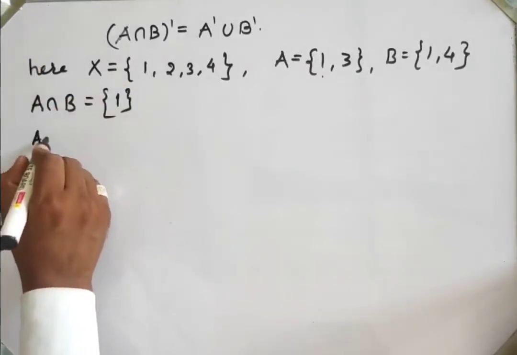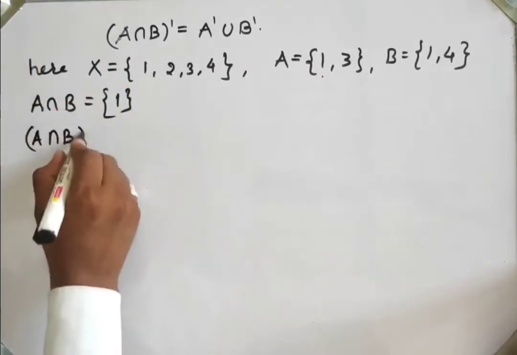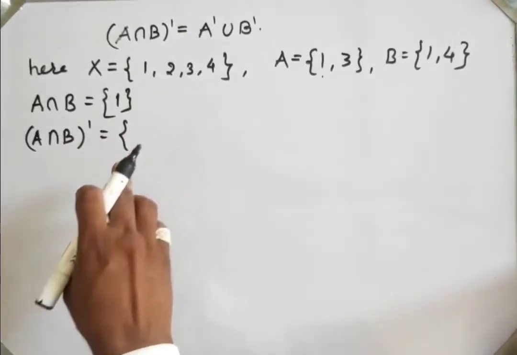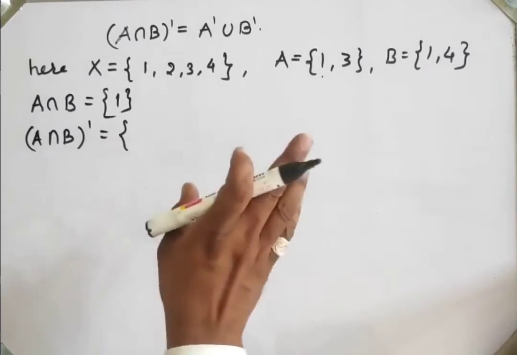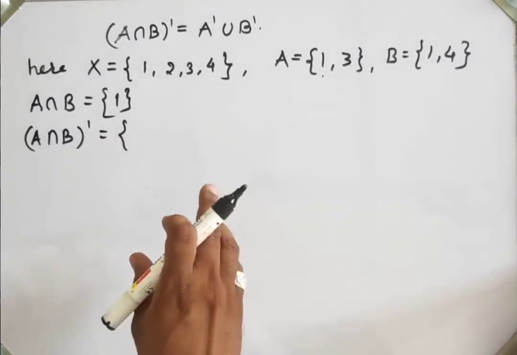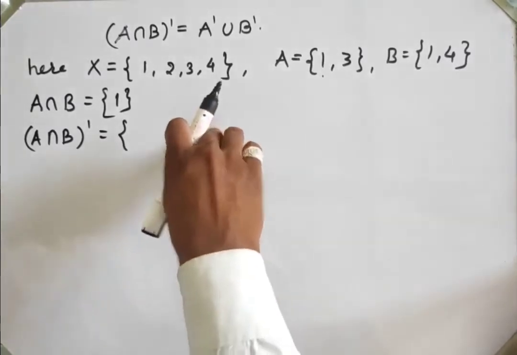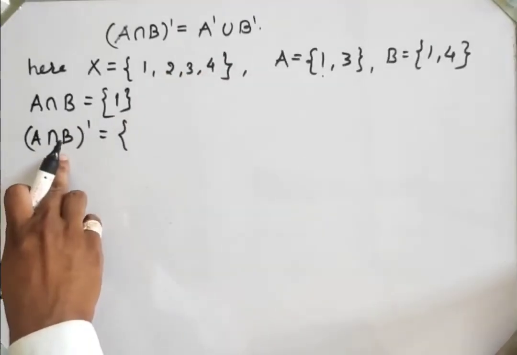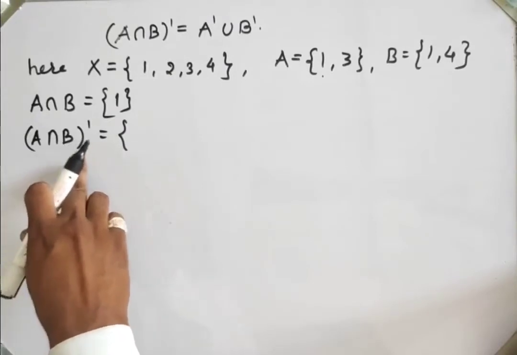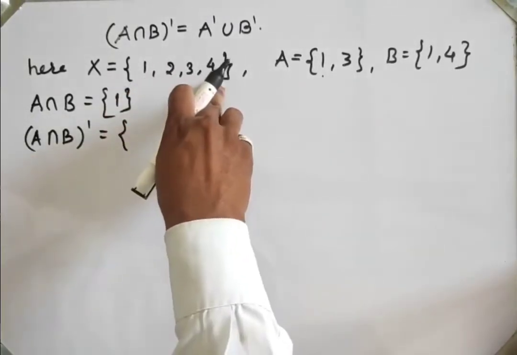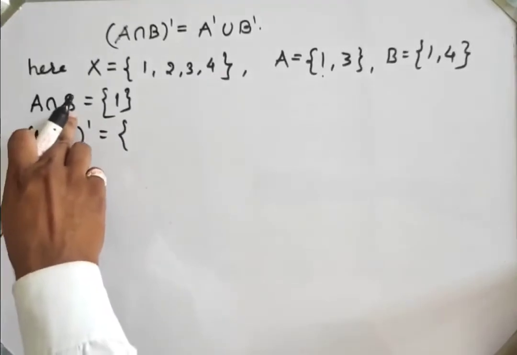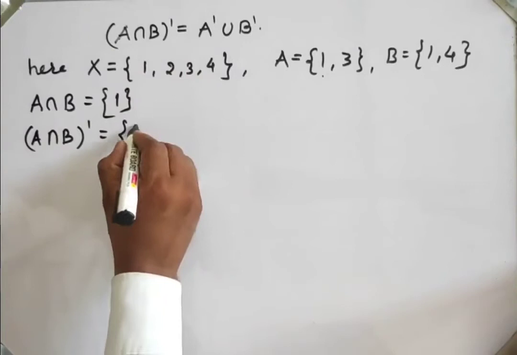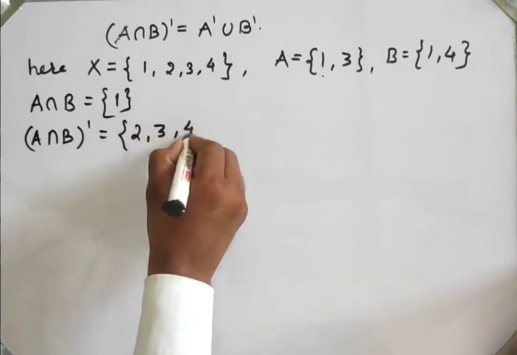So what is the definition of complement? Suppose U is a subset of set X, then U complement is the set of all those points which belong to set X but not to the set U. So we have to find A intersection B complement, meaning the set of all those points in set X which do not belong to A intersection B. A intersection B has element 1, so the remaining points will be 2 3 4.